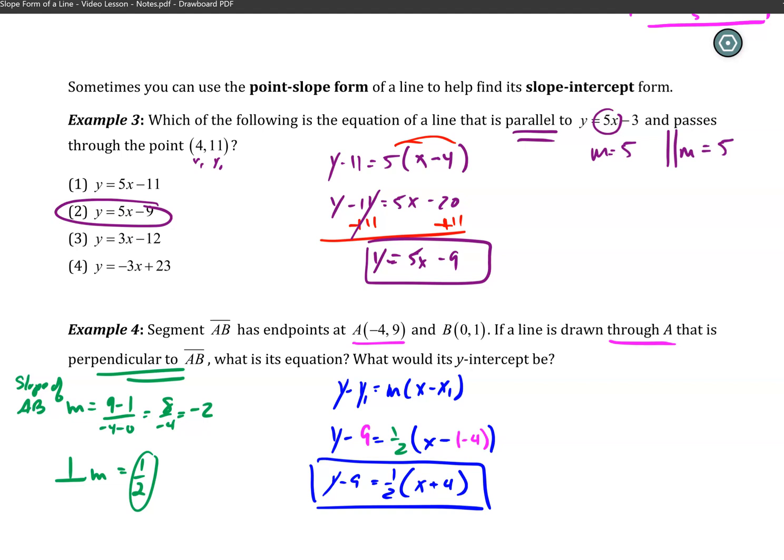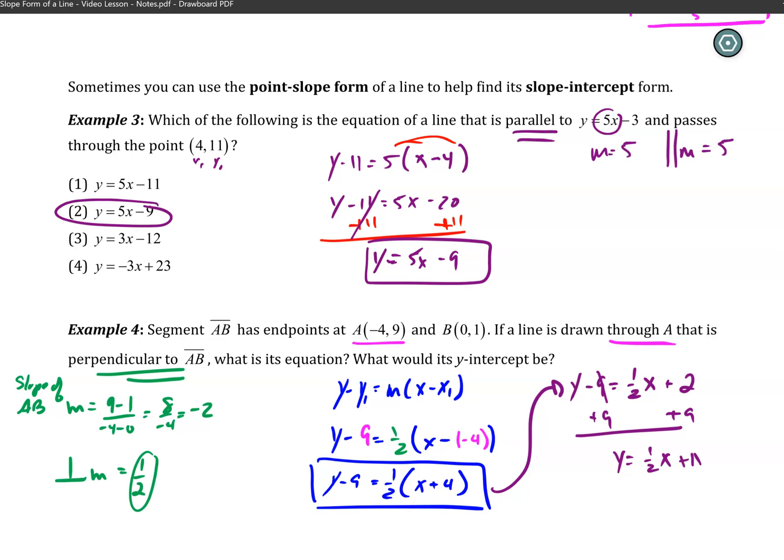Now the follow-up question says, what's the y-intercept? So I do need to manipulate this into y equals form, but we can go off to the side and do that with no problem. I'm going to distribute this part. So y minus 9 is going to equal 1/2 x plus 1/2 of 4, which is 2. Going to add the 9 to both sides, so y equals 1/2 x plus 11.